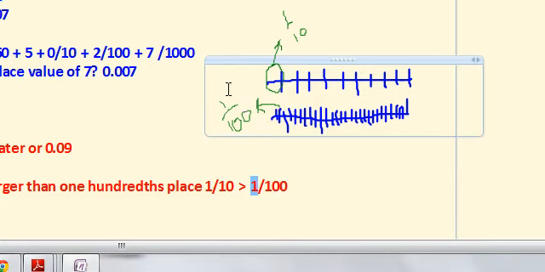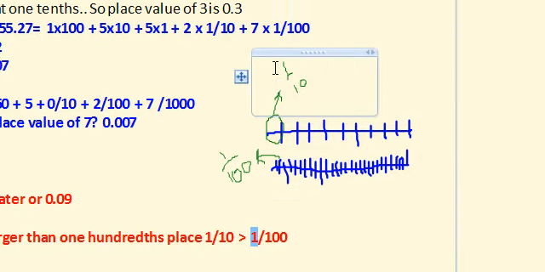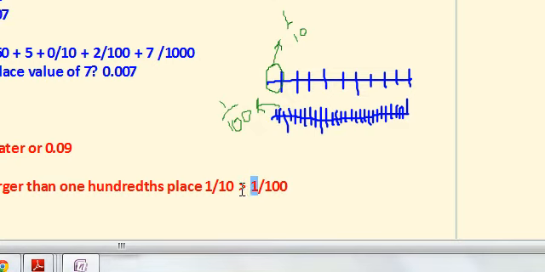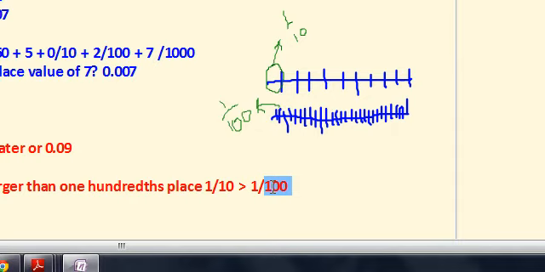Now tell me which length will be greater, 1 by 10th or 1 by 100th? Obviously 1 by 10th length will be greater, so I can say that 1 by 10 is greater than 1 by 100. So we can also conclude one thing here, that if two fractions are having the same numerator, then the one having the greater denominator is a smaller number, because greater denominator means that the same quantity has been divided into greater number of parts, so each part will be a lot smaller.